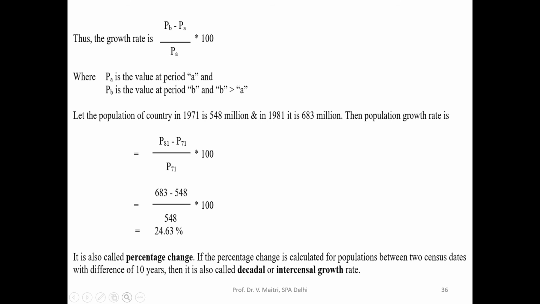So it is also called percentage change. If the percentage change is calculated for population between two census dates, with a difference of 10 years, then it is declared as a decadal or intercensus growth rate. Because we are measuring the change on the basis of the number of years, 10 years. So it is a decadal growth rate, not 1 year, 2 year, 3 year, 4 year. If we find it every year, then yes, it is a percentage change. But for 10 years to 10 years, it is decadal or intercensus growth.